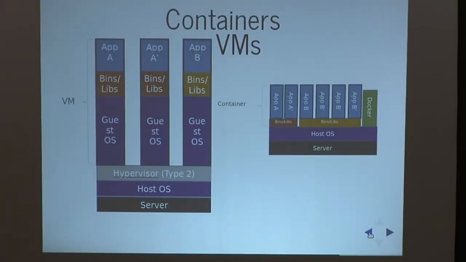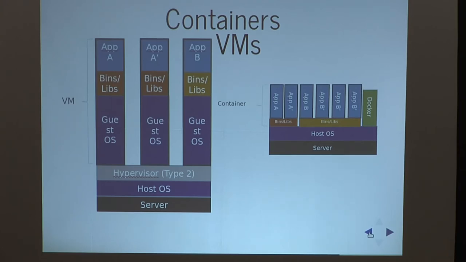So here we have kind of this traditional VM infrastructure on the left. You've got your server, your bare metal, you've got your host operating system, then you have a hypervisor, which, even the best of hypervisors eat resources. That alone can be a problem. And so then we look at application A. We have a new guest operating system. We have all our bins, libraries, and all that stuff needed. And then we have our actual application sitting on top.